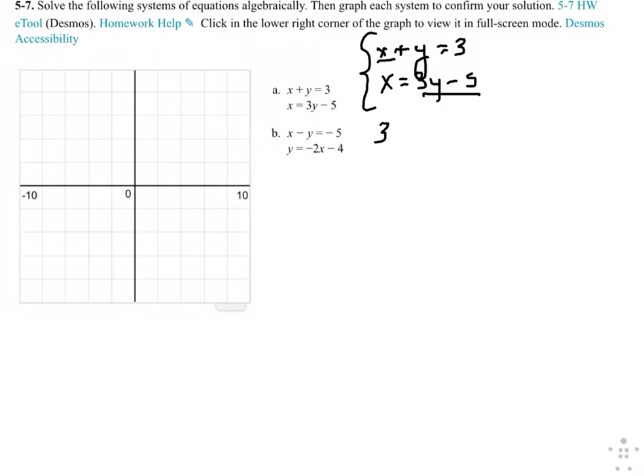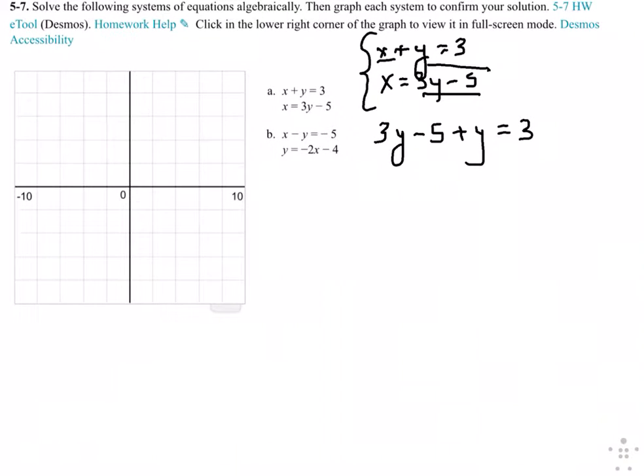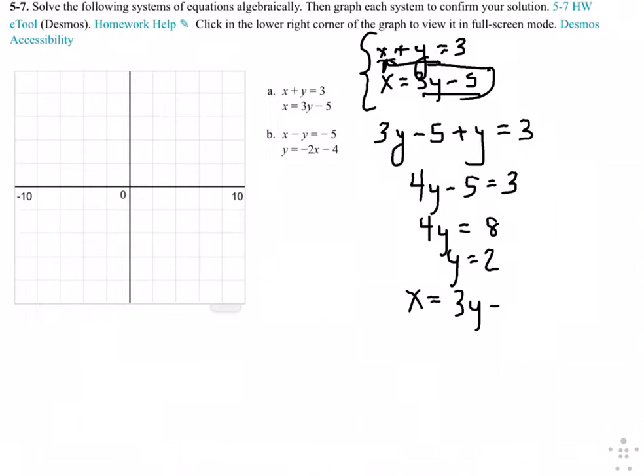So we get 3y minus 5 plus y equals 3. Remember, I'm taking this right here and substituting it in for x. So 3y and y is 4y minus 5 equals 3. 4y equals, add 5 to both sides, 8. Y equals 2. And then we know that x equals 3y minus 5.